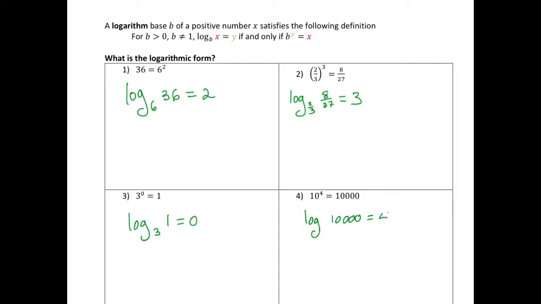equals 4. So again, when we have a base of 10, we do not need to write that base right here. So logarithm of 10,000 equals 4. Okay. If you look at your calculator, you should see that sign without the base. I'm going to show you later how to change any base form and use your calculator to solve it. Okay.